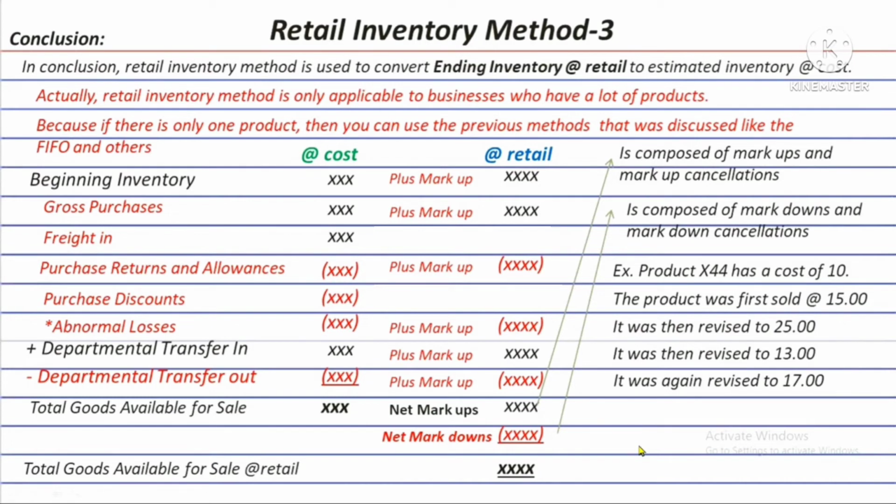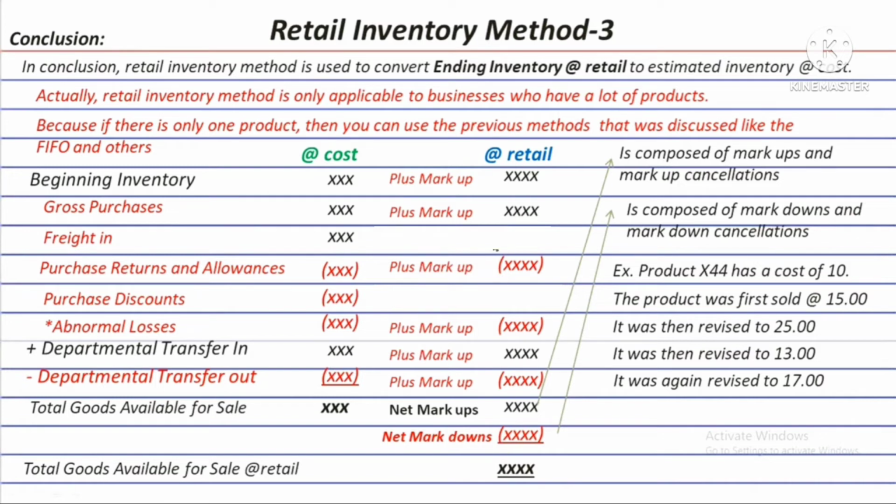Since we are considering a lot of products, or a variety of products, expect that some of those products have markups and some have markup cancellations, and some might have markdowns and the others might have markdown cancellations. So, these two right here are just the summary for all the products. These net markups are the markups minus markup cancellations of all the products of the company. And these net markdowns are markdowns minus markdown cancellations for all the products of the company.